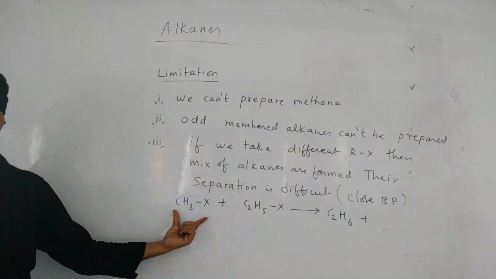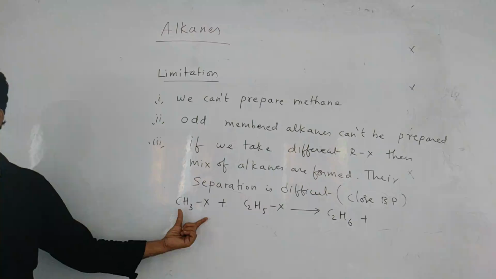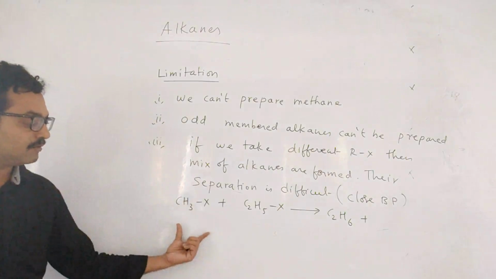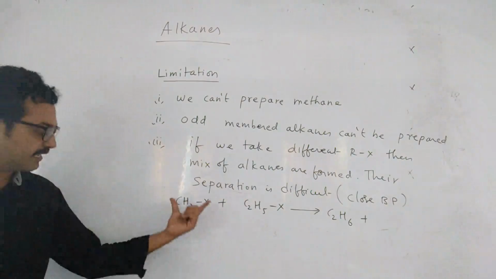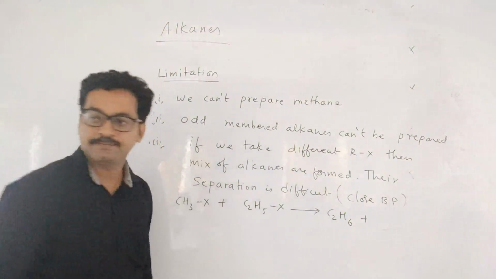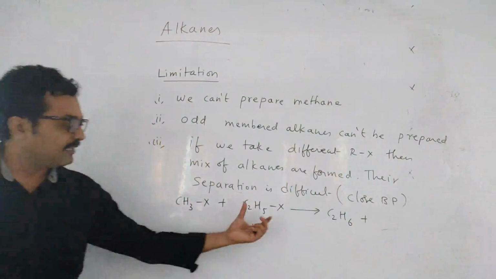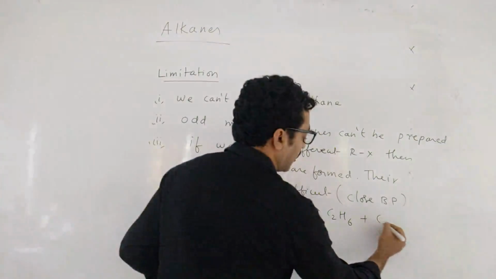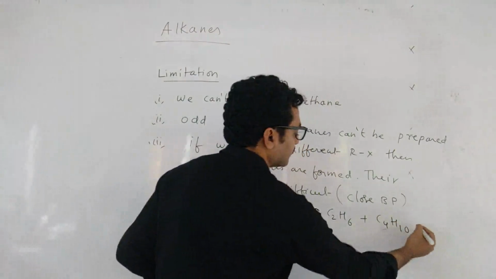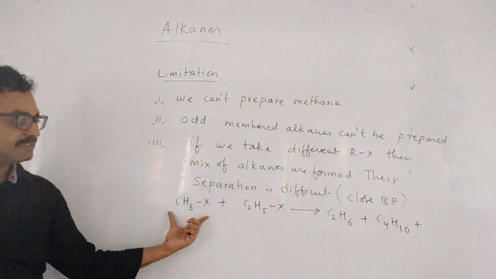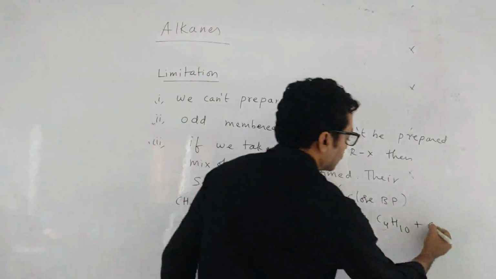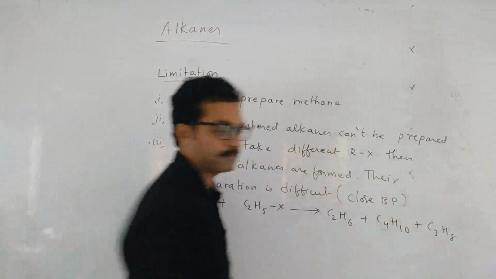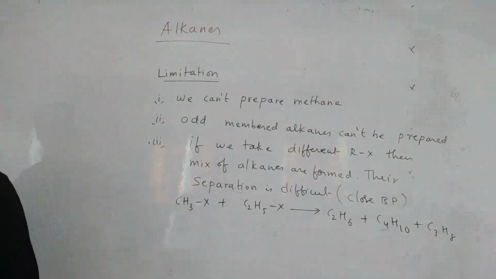Avogadro number of 1 mole you are taking now. In that many molecules will be there. Avogadro number 6.023 into 10 power 23 molecules will be there. So some of the methyl halides will combine with the same methyl halide and you will get ethane. Understanding or not? And ethyl halide also combines with one more ethyl halide to form butane. Some methyl halides and some ethyl halides will combine to form propane. Okay? So this is the drawback.